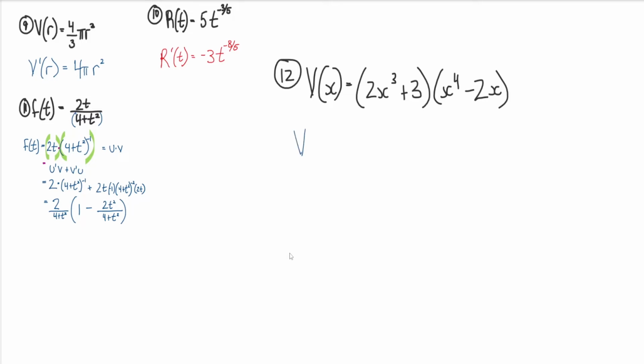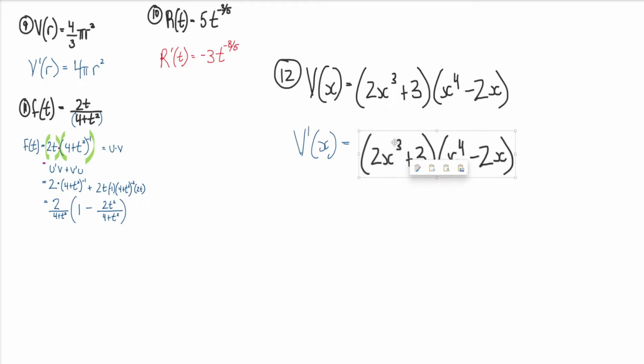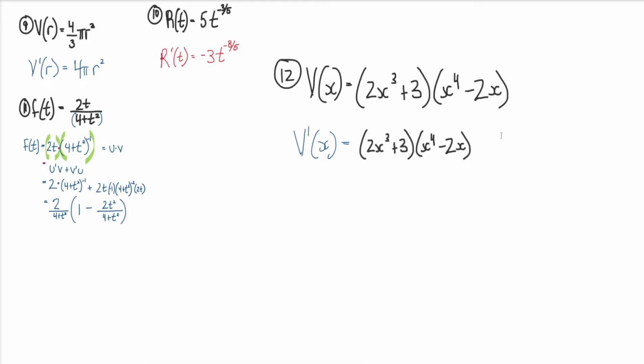So let's say v prime of x. This is going to be our first and our second, right? And then we'll do derivative of the first times the second plus derivative of the second times the first, right? So that plus that, but in the first circumstance, we're going to keep the original second, but we're going to take the derivative of the first one.